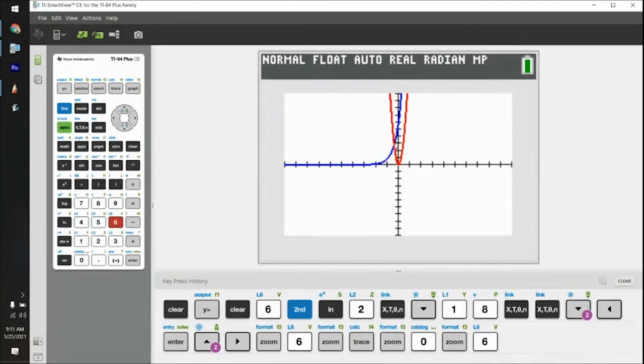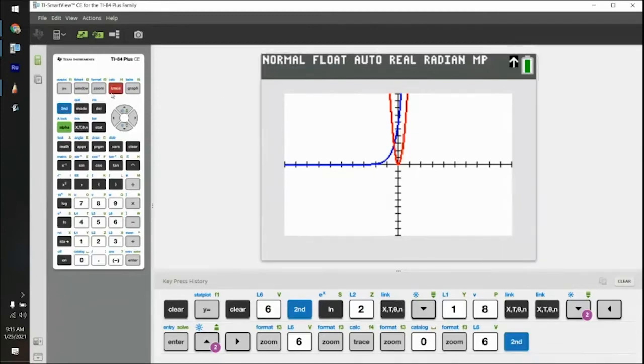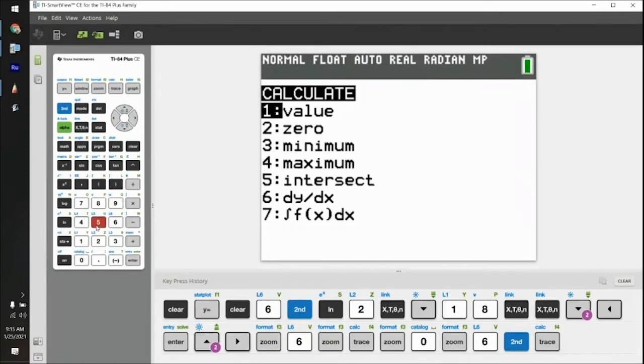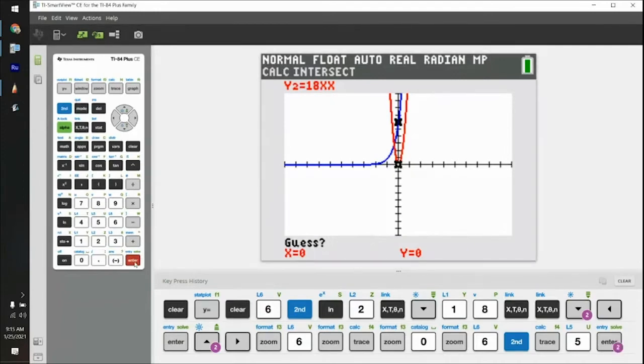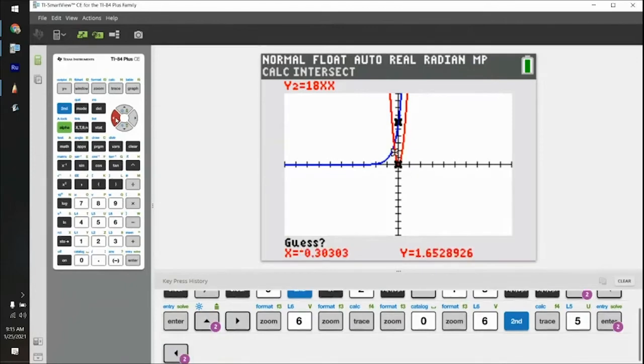And if you do not know how to do this, make sure you pay attention, because this is muy importante. You hit second calc intersect, so second calc 5, and then it says first curve. I want the blue curve to be my first curve. The red curve is my second curve, and then you just hit enter. For guess, if there are multiple intersections, which does happen sometimes, and you want to find one intersection specifically, you have to move that cursor closer to that intersection point.